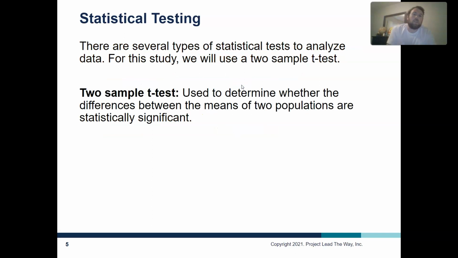So there are several types of statistical tests to analyze data. For our study in this unit, we're going to use the two-sample t-test. A two-sample t-test is only used to determine whether there are differences between the means of two different populations. We could use this for men versus women. We could use this for old versus young. If you set an age for a change in the groups, like under 40, over 40, you could do postmenopausal, premenopausal, or postpubescent and prepubescent. In this case, we're going to use the drug and the not drug.